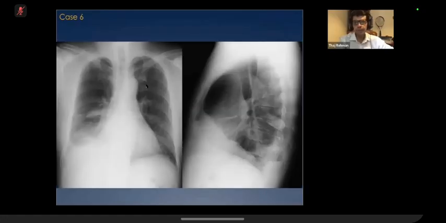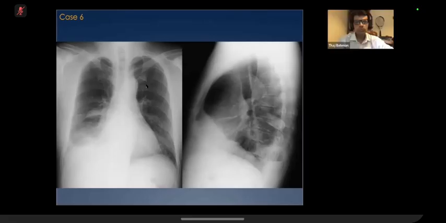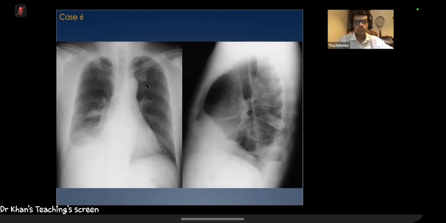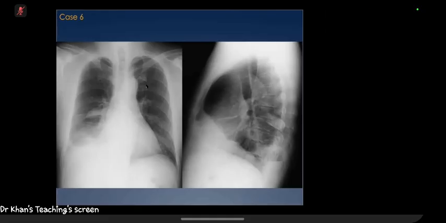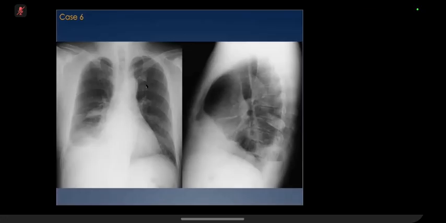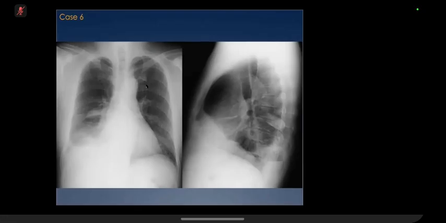Do you want to do this case? Yes. I can see right lower zonal opacity on the frontal radiograph. On the lateral, this corresponds to an anterior abnormality, although it does not follow the oblique fissure. I cannot see the right hemidiaphragm, so this is right lower pneumonia.